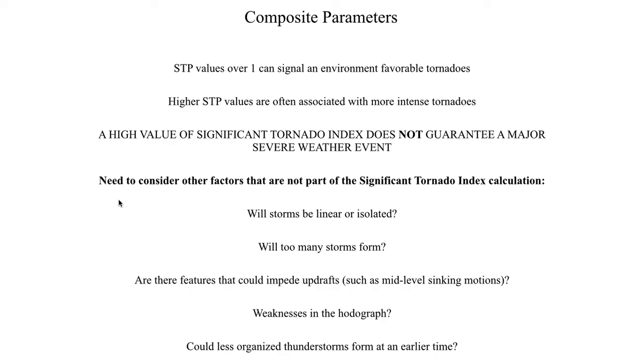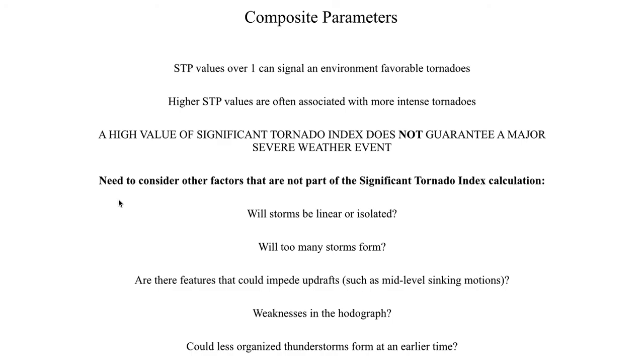And this is also a very big one. Could less organized thunderstorms form at an earlier time and eat up all the energy that was present in the atmosphere? And a slang term for this is, in fact, crapvection. It's probably a term that you've encountered at some point if you read any severe weather discussions or any blog posts about severe weather. But this is basically a term that refers to thunderstorms that go up really early in the day. They eat up all the energy, and there's no energy left for any supercells later on in the day when the wind profile becomes favorable for supercells. And that's again another factor that's not accounted for in the significant tornado index.